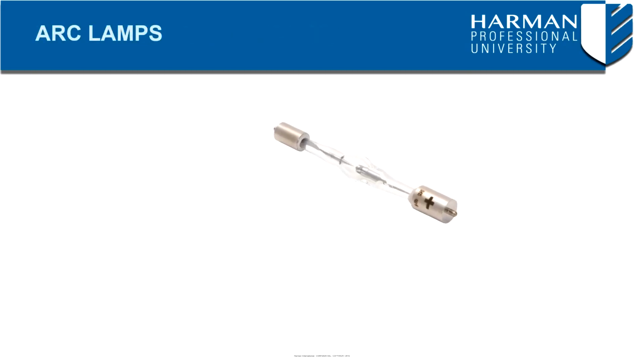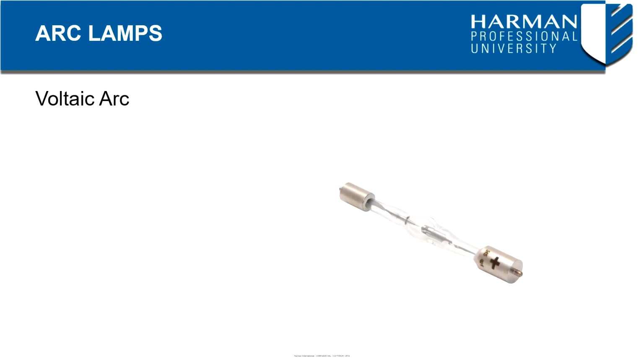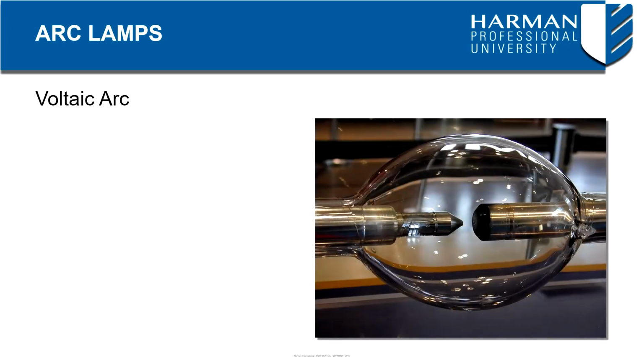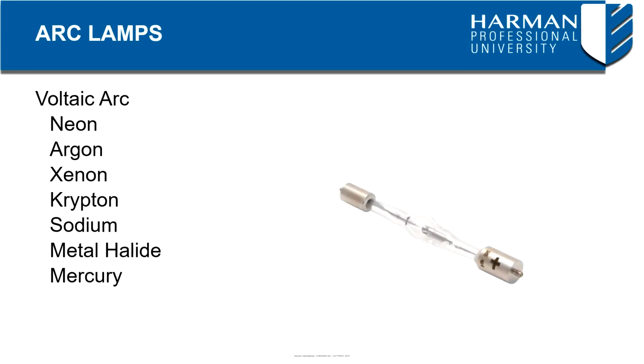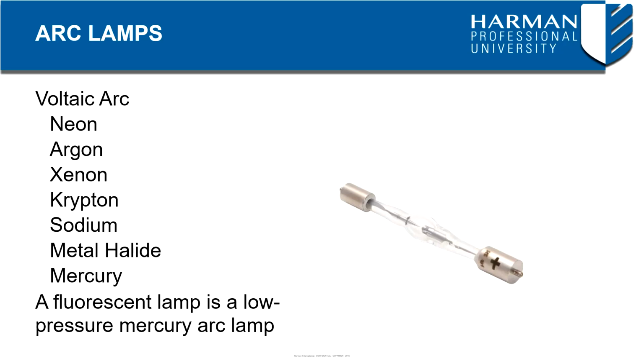The first light we want to look at is the arc lamp, also known as the voltaic arc. It consists of two electrodes, which are separated by a gas. The electrodes were first made from carbon, but typically made today of tungsten. The type of lamp is often named by the gas contained in the bulb, including neon, argon, xenon, krypton, sodium, metal halide, and mercury, or by the type of electrode as in carbon arc lamps. The common fluorescent lamp is a low-pressure mercury arc lamp.